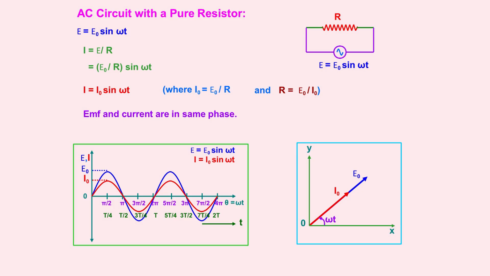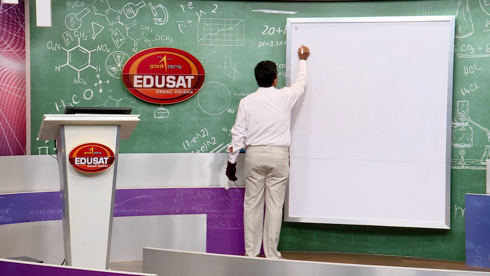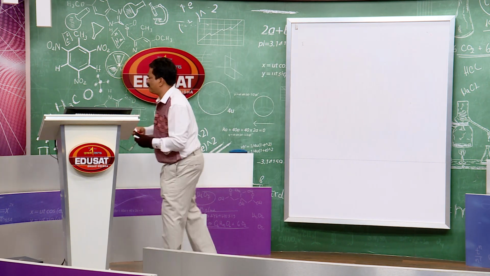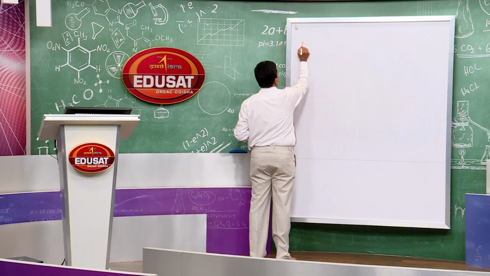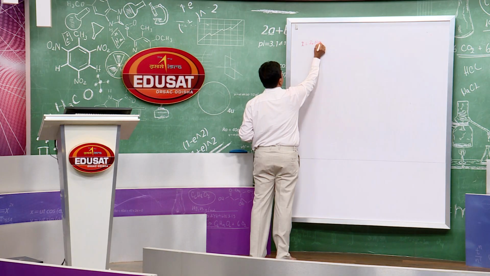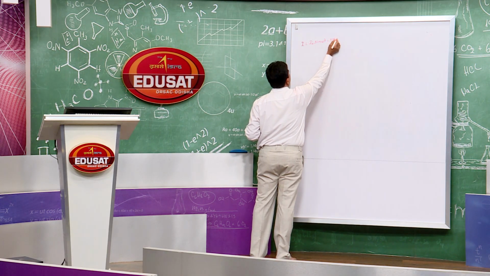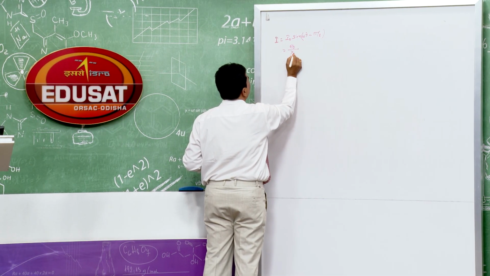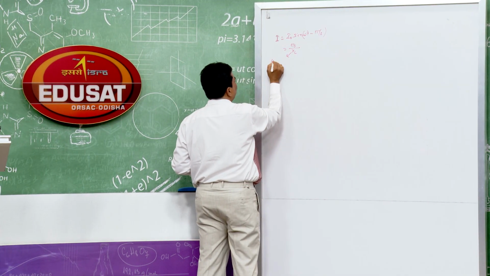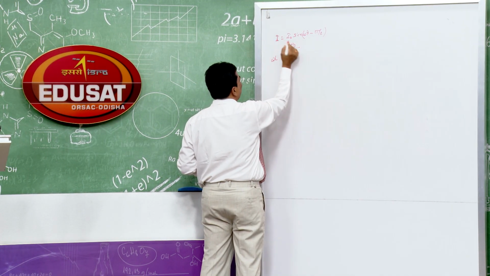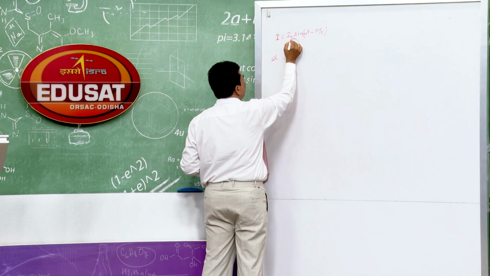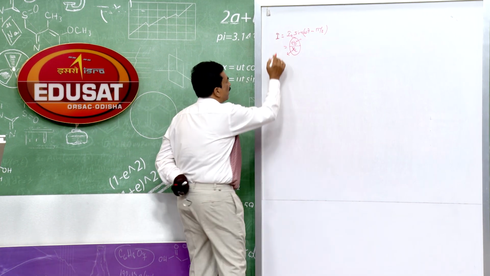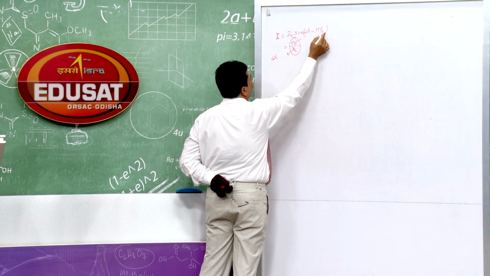So I is equal to I0 sin(omega t minus pi by 2). This I0 is E0 by XL, and this XL we have taken as omega L. Here E is the potential, so XL must correspond to the resistance. Therefore, I is equal to I0 sin(omega t minus pi by 2).